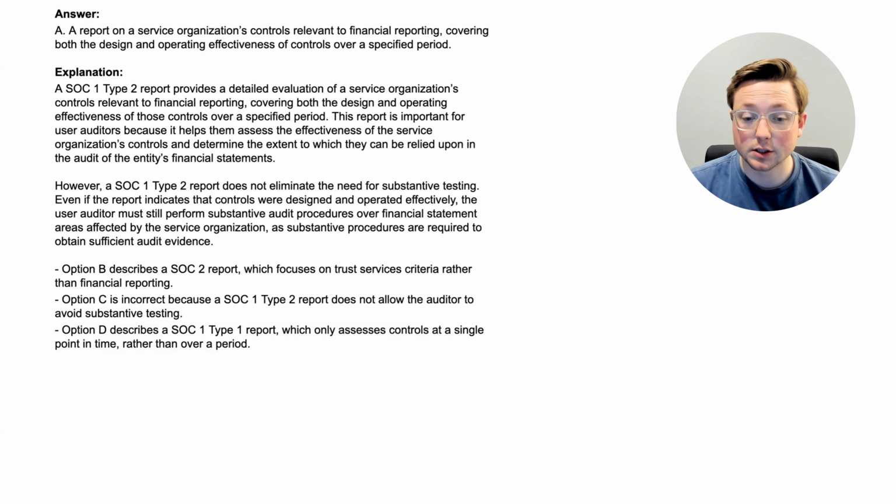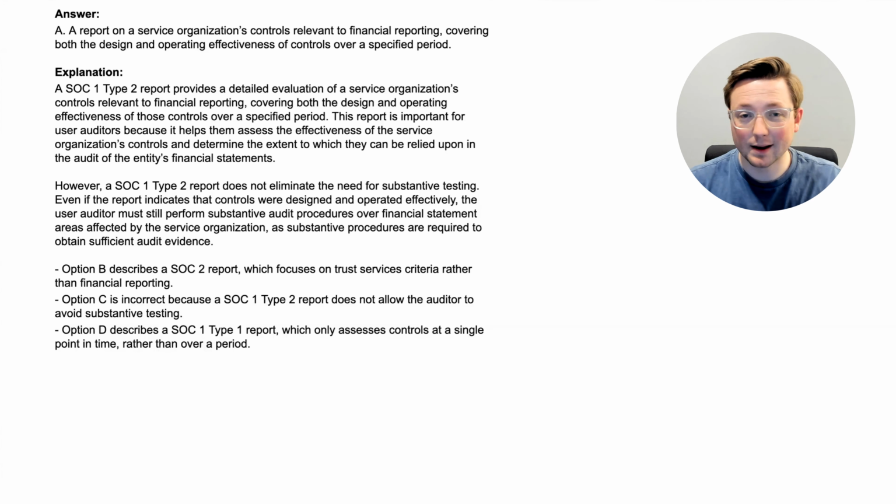Option D describes a SOC 1 Type 1 report, which only assesses controls at a single point in time rather than over a period. Remember, in the previous video, we talked about all these. A SOC 1 Type 1 report would assess the design and implementation of the controls over financial reporting, but they are not going to assess the effectiveness of those controls. So again, if we want to understand the financial reporting controls and their design and operating effectiveness, we want to use a SOC 1 Type 2 report from the service organization if we're the user auditor.